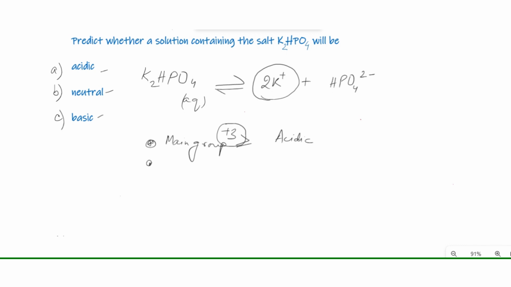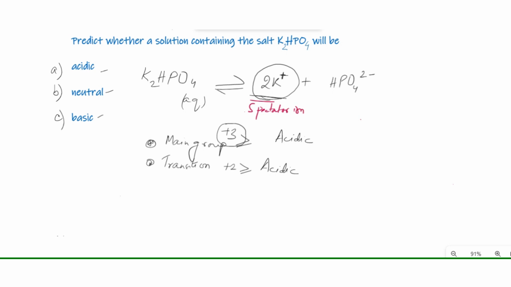And it's not necessary here, but it's good to know that transition metals should have a charge of +2 or higher in order to be acidic. But here we don't have anything above +1, so the charge here is +1, so this is not going to have any influence on the solution, and we're going to consider this a spectator ion.